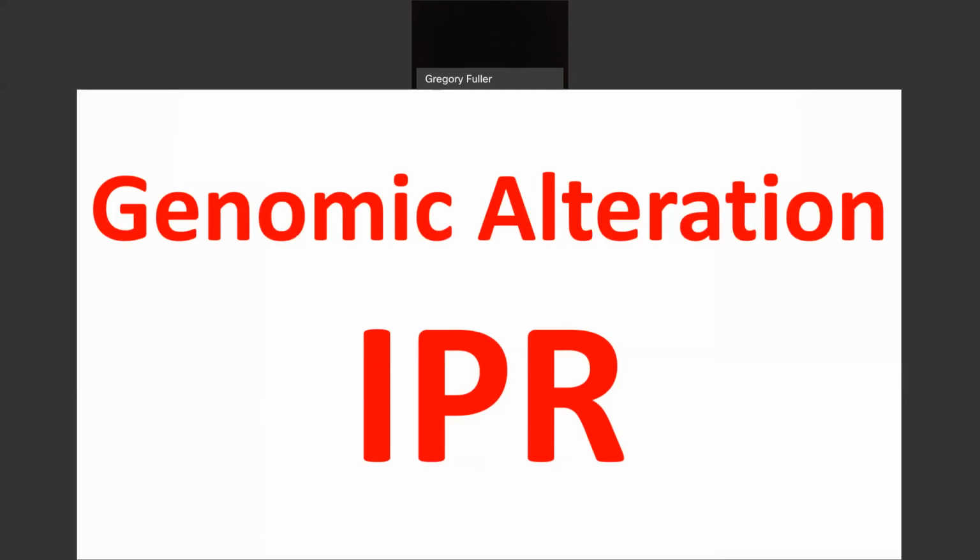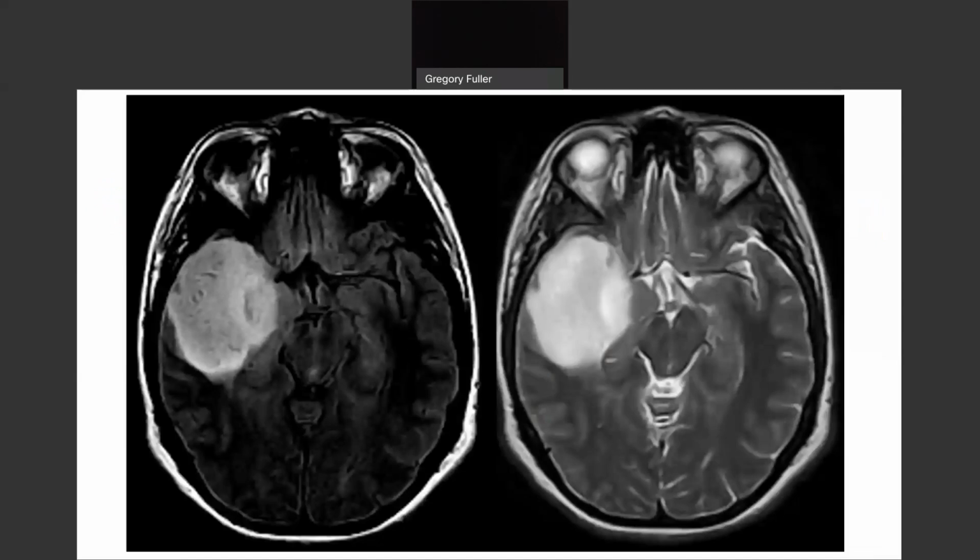Genomic alteration IPR. Are you ready for this? Genomic alteration IPR. You can just give me the diagnosis or the genomic alteration. It's all the same. Here we go. What is it? What's the genomic alteration? What is the diagnosis? I'll accept either and give just a few more seconds.